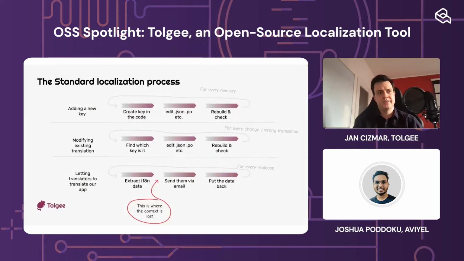And the worst scenario is when you are letting translators translate your app. Then you have to take all the localization data you already have and send the data via email to the translators. And that's the mother of all problems with wrong translations and localization, because the translators don't know where the keys are in the page, so they just have to guess the context of the specific string they are translating. So they probably are going to guess something, and sometimes they are going to produce wrong translations because they just didn't know.